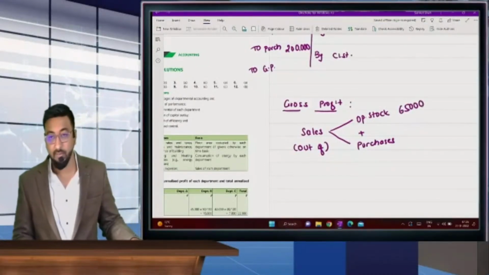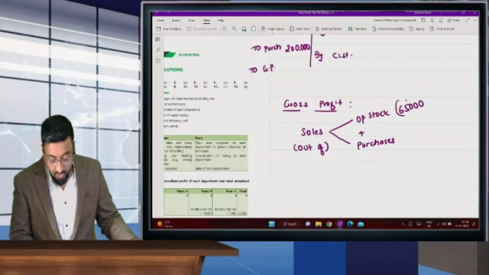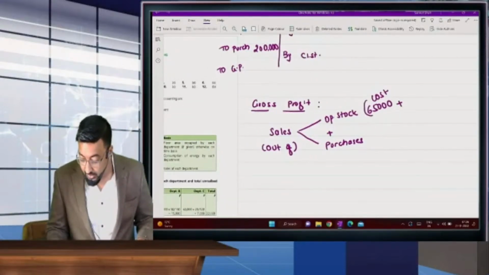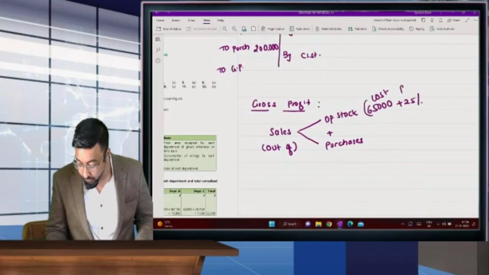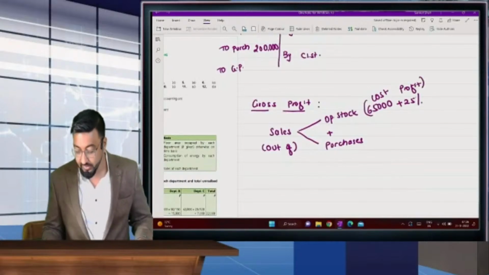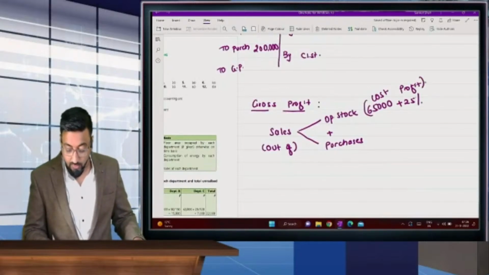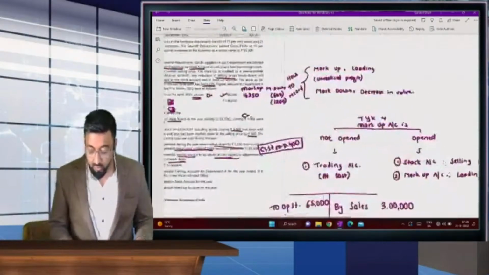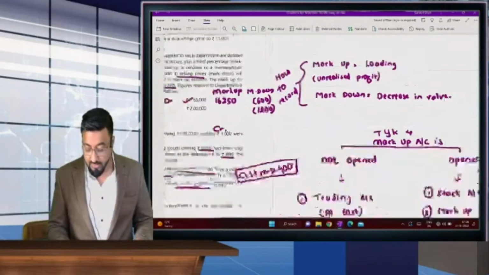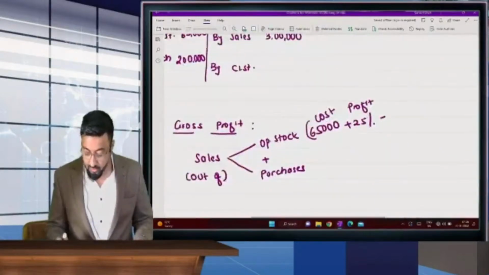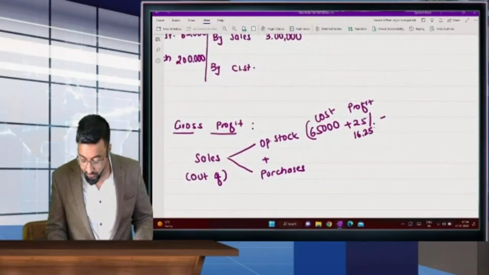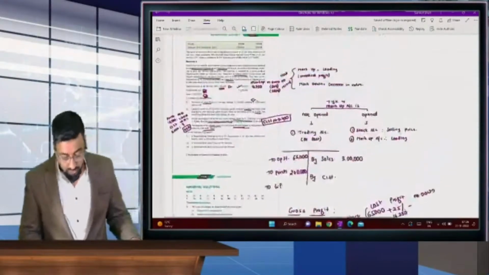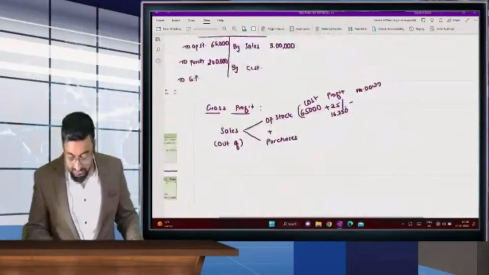Okay, so for opening stock, we will assume the whole opening stock is sold, 65,000. But wait, this is a cost. You sold at 25% extra. So this is your profit margin. Correct? So your profit margin is 25%. But what happens? You can't sell it at whatever you expected. So 65,000 plus 25%, your profit margin is 16,250. But there is a markdown. There is a markdown of rupees 600.